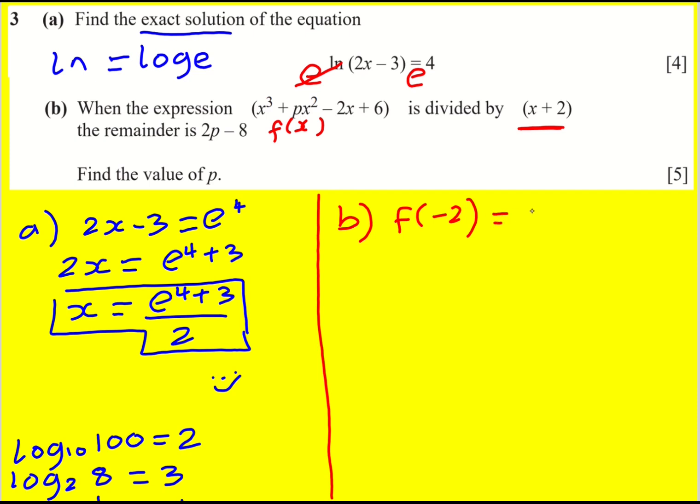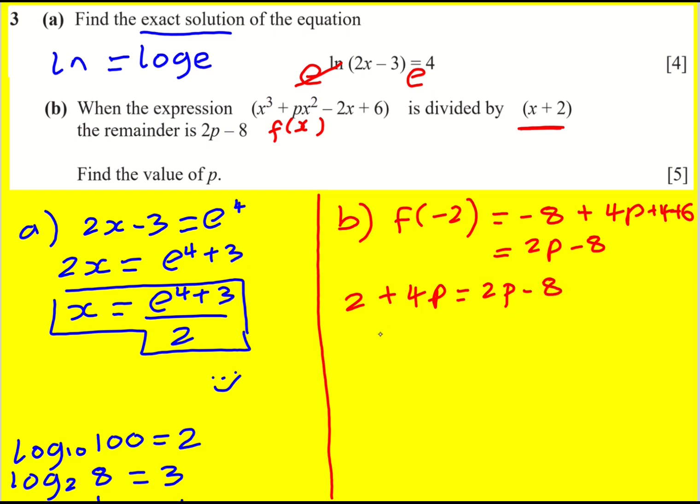So f of minus 2 will be, let's just sub in, minus 8 plus 4p. Use your calculator as you want here. Plus 4 plus 6. That is equal to 2p minus 8. So I've got 10 minus 8, I've got 2, plus 4p is equal to 2p minus 8. I can minus 2p from both sides, and also minus 2 from both sides. 2p is going to be minus 10, which gives us our answer. p is minus 5.